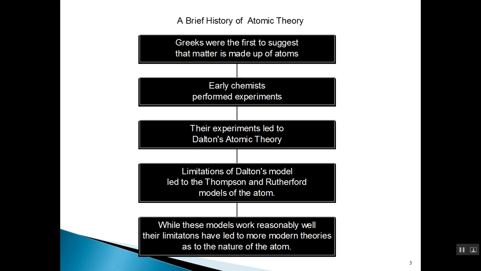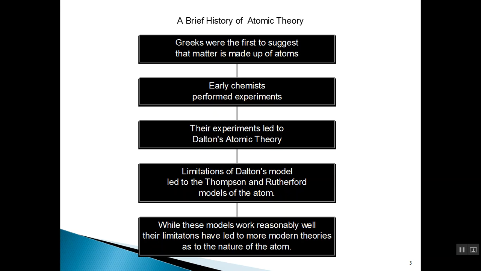The Greeks were the first to suggest that you can actually have the smallest fundamental unit of a substance of matter known as atoms. Based on this, early chemists performed several different experiments to delve into the nature of the atom, and their experiments led to Dalton's atomic theory, which I won't get into now because I think we covered it before. There are a couple of limitations of Dalton's model, and this led to discoveries made by Thomson and Rutherford, which basically fine-tuned some of our understanding of the atom.